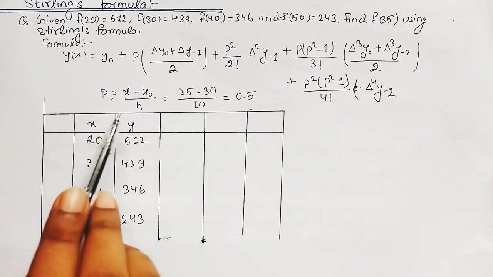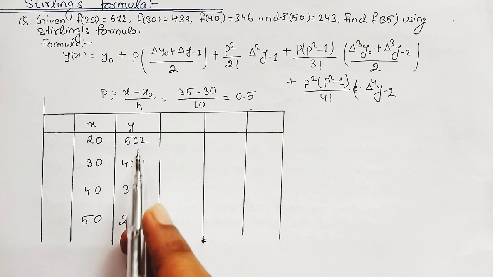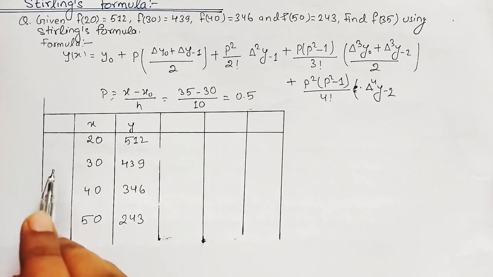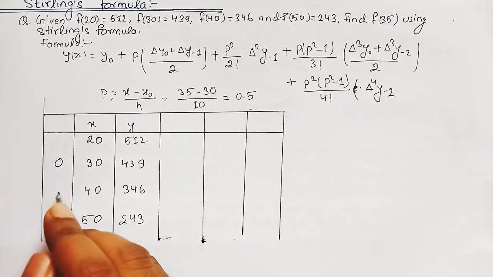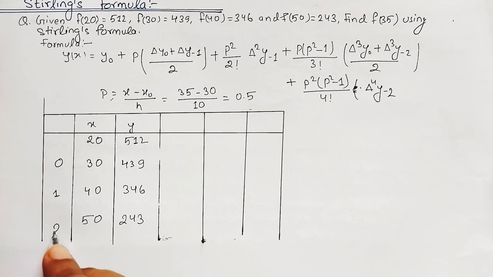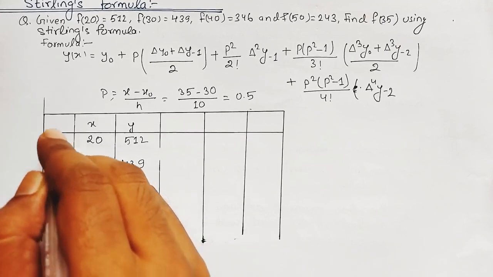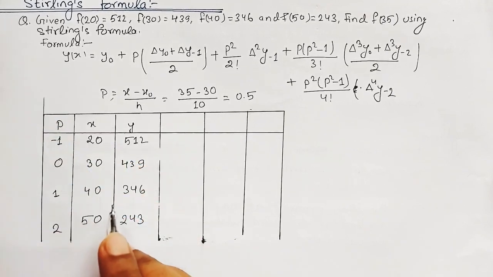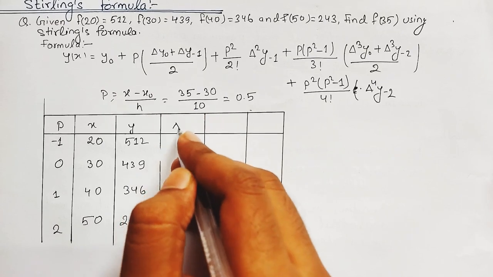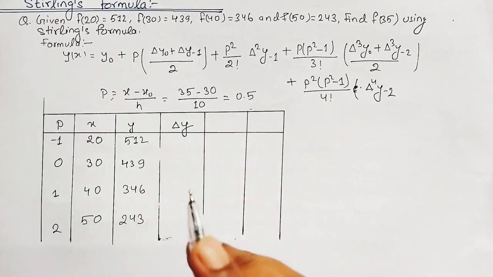One more thing: I took x30 as x naught. So this is our 0, this is 1, this is 2, similarly this is minus 1, and this is going to be the column of p. Now we will calculate delta y. So how can we calculate delta y?